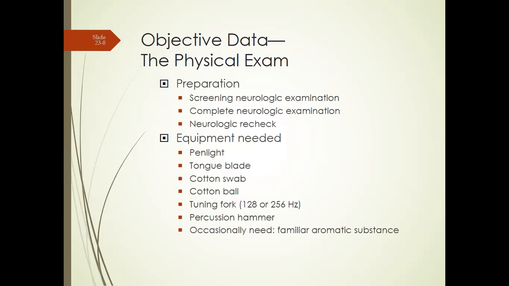Now, objective data. In the objective data, we can do a physical examination. First is preparation: screening, neurological examination, complete neurological examination, and the neurologic recheck. Now, equipment needed: pen light, tongue blade, cotton swab, cotton ball, tuning fork, which is 128 or 256 hertz, a percussion hammer, and occasionally a familiar aromatic substance.